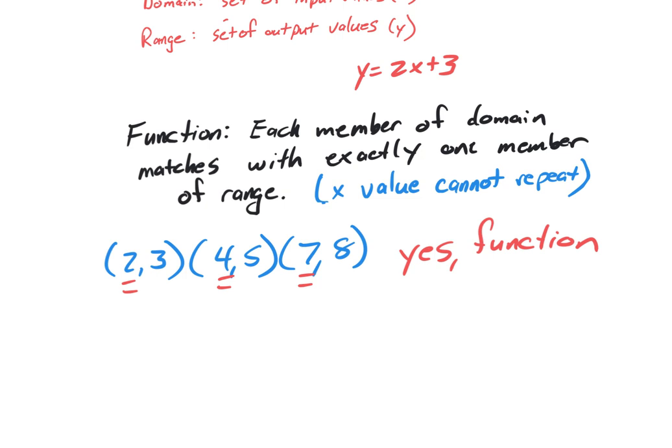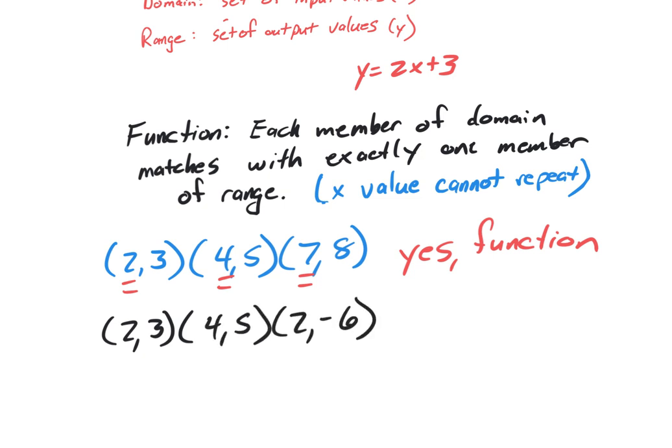If I did (2, 3), (4, 5), and then (2, -6), now because these 2's repeat, we would say, no, this is not a function because the 2 repeats. So if I'm just given a set of ordered pairs, all I have to do is look at the x value. The y value doesn't really matter. It's really the x value. Does that x value repeat? We'll talk about how we can do it graphically and looking at functions as well. But that's what we want to pay attention to.